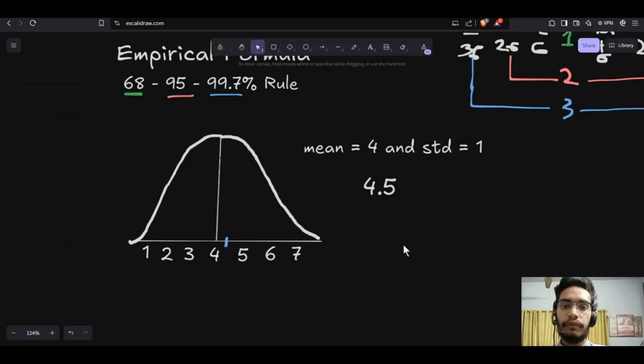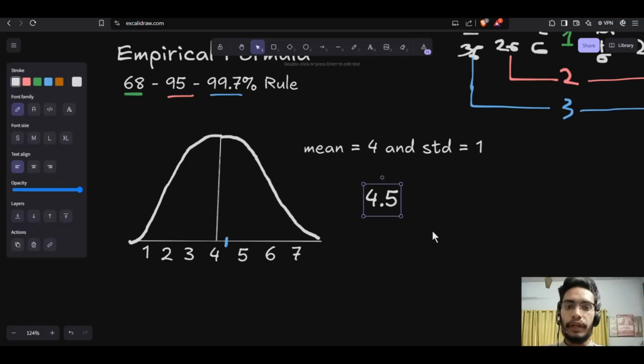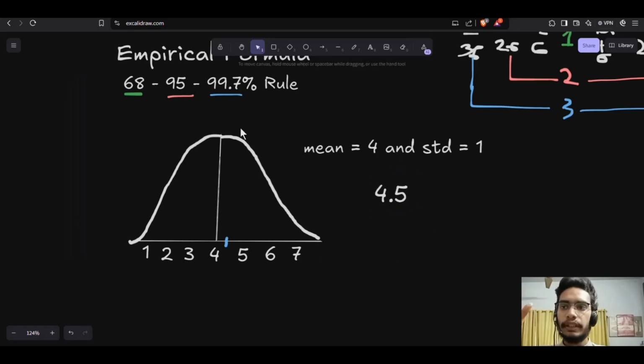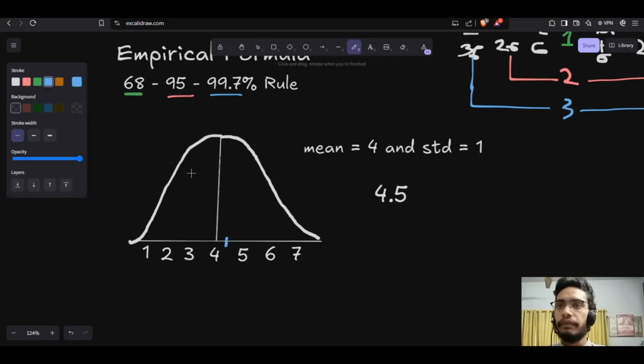So if we have to find a value like 4.5, you have to find out at which standard deviation this 4.5 is present. I estimate 4.5 will be around somewhere here, but how are you going to calculate it? That's where we have the z-score method.